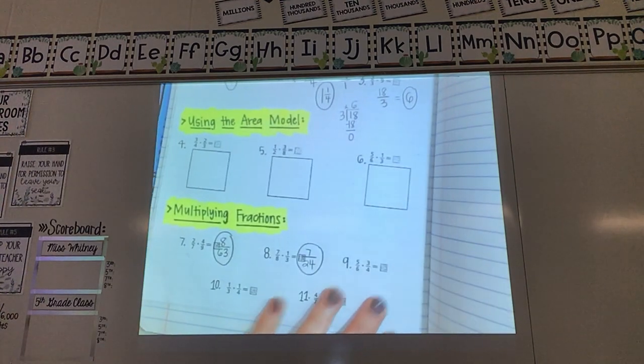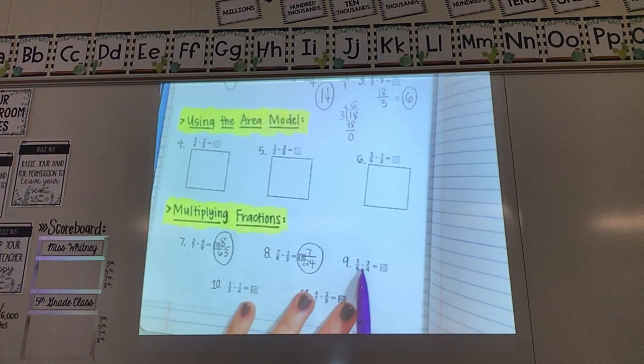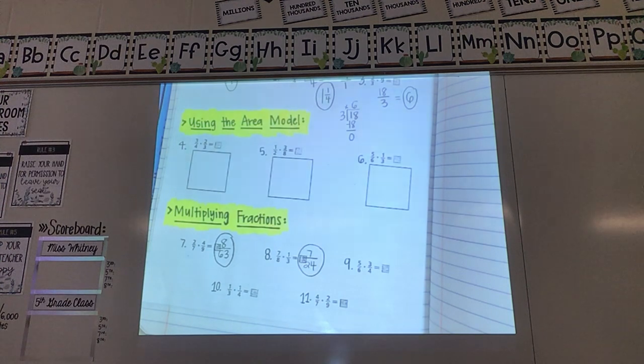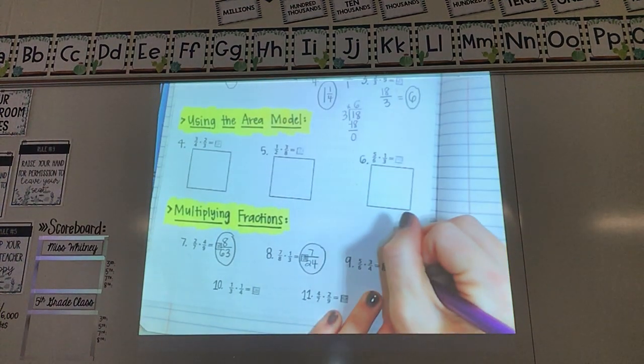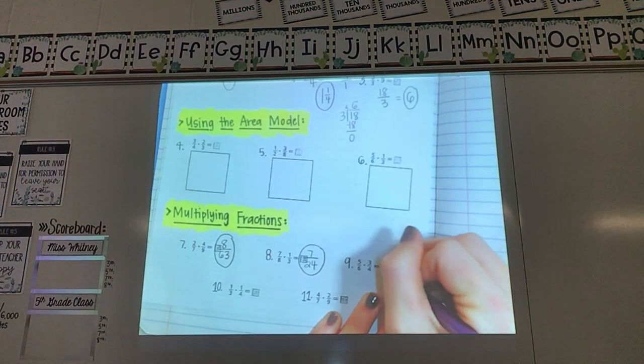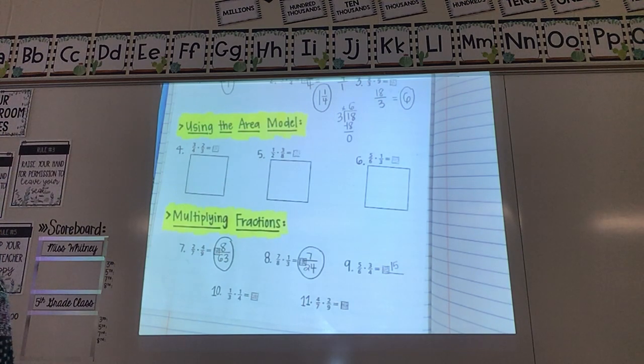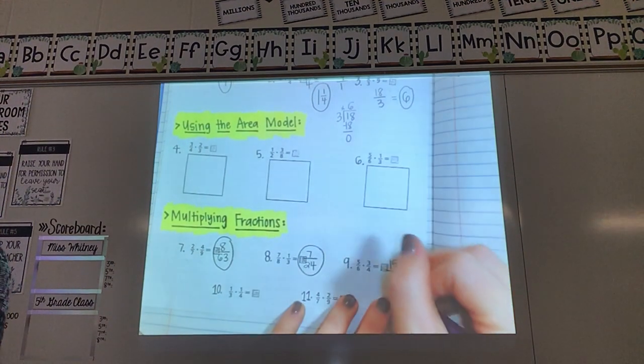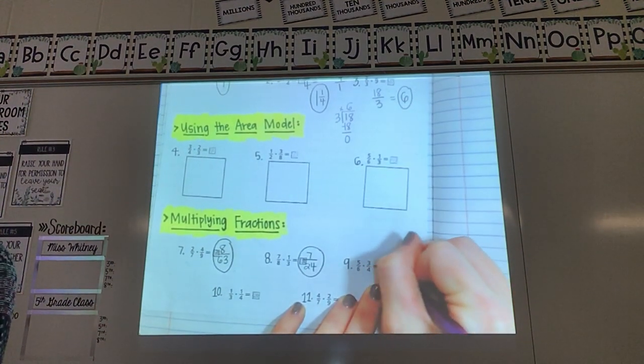Number 9, I have 5/6 times 3/4. Remember, times across the top and times across the bottom. What would my new top number be for my answer? A 15, because 5 times 3 is 15. And my bottom number would be 24, because 6 times 4 is 24.